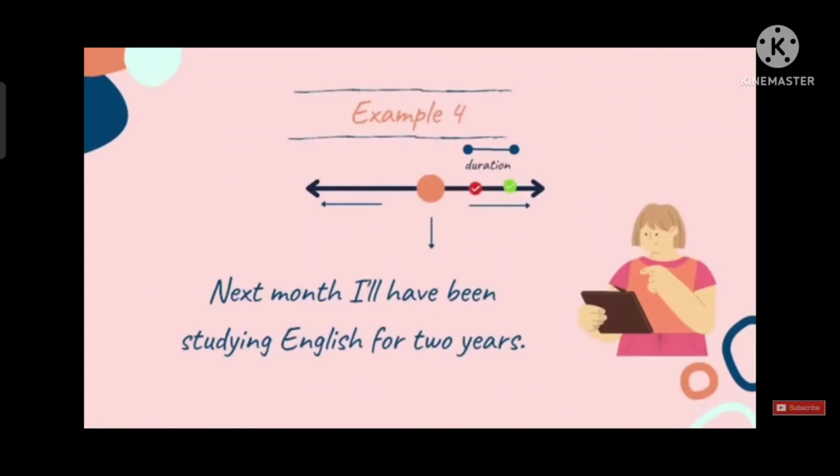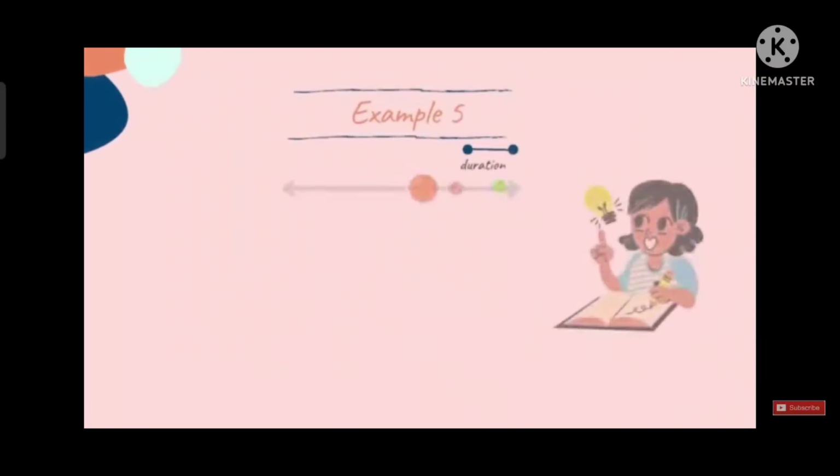Next month, I will have been studying English for 2 years. Here, the activity of studying will have already started in the past. It would be continuous for 2 years. But when? The next month. Notice the duration is mentioned as 2 years. Let's look into one more example of this kind.